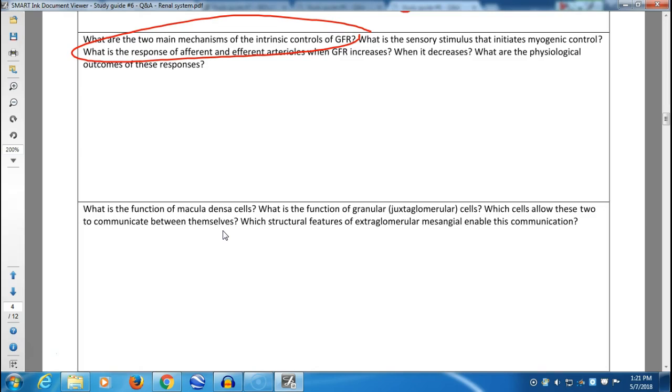I'm not going to ask about osmolality changes, so focus on blood pressure. Are we good? We clear? But there will be questions. There will be questions about the myogenic mechanism, and there will be questions about the tubular-glomerular feedback mechanism. This myogenic one is usually just easy. Does that make sense?